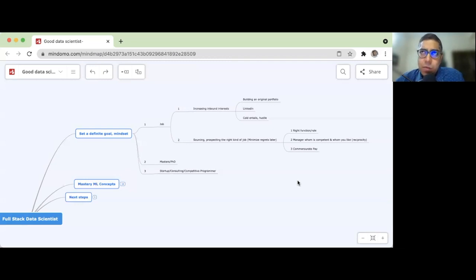And again, when I say get the boss to like you, what I really meant was, don't try to appease the boss because of lack of skills and all. That's not what I'm talking about. Get a respected boss, get a role you like, and reciprocity of trust is very, very important. Right? And then you finally optimize for pay, commensurate pay, right?